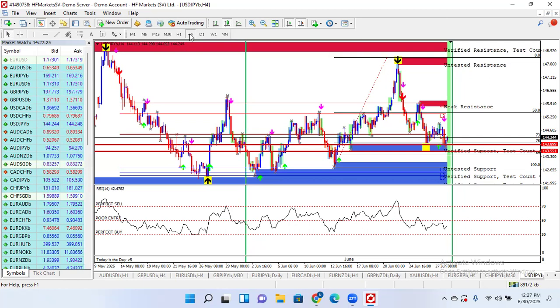Though personally, I like taking trades from H1 and M30. I only go to M15 when price is actually on a one hour zone. Right? On a 1 hour zone, I just go to M15 and I take my trade.